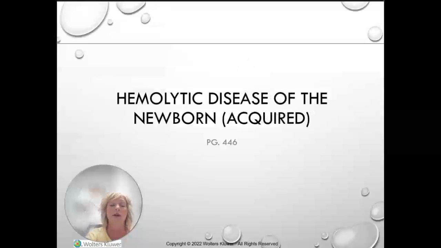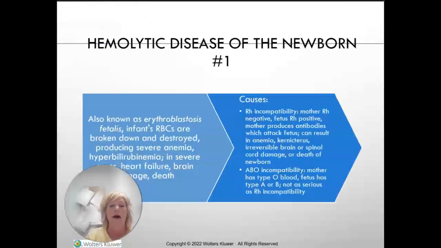Okay, so now we're going to move to acquired things. So these are things that are going to get acquired. One is hemolytic disease. Hemolytic disease just means hemo, blood, lytic, meaning to lyse or to burst. So this is also known as erythroblastosis fetalis, which we've talked about. This is where the infant's red blood cells break down and are destroyed.